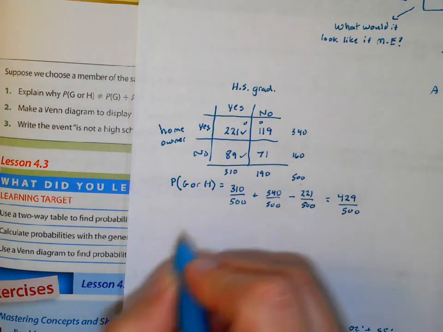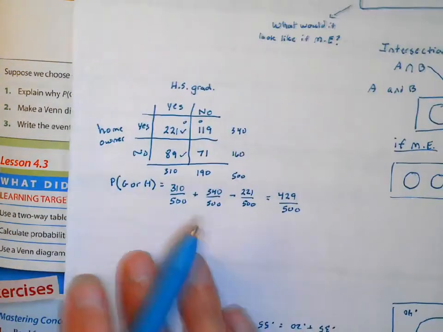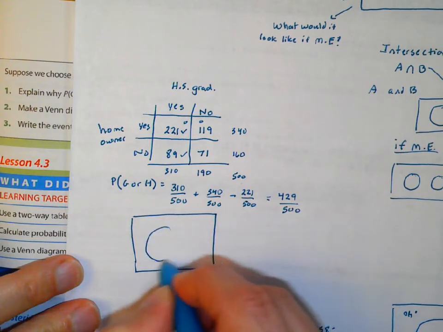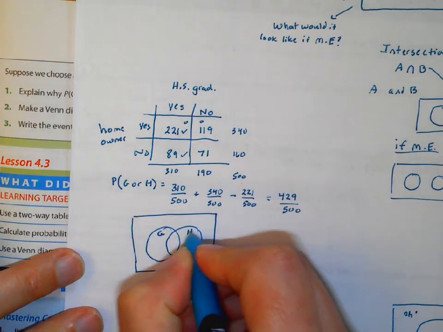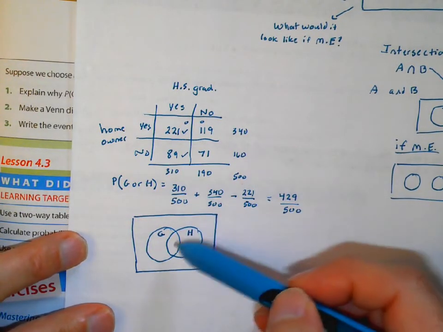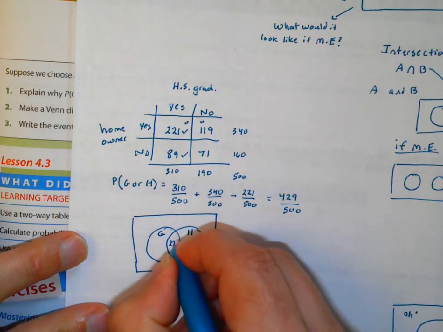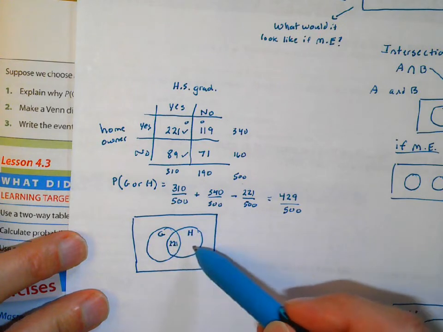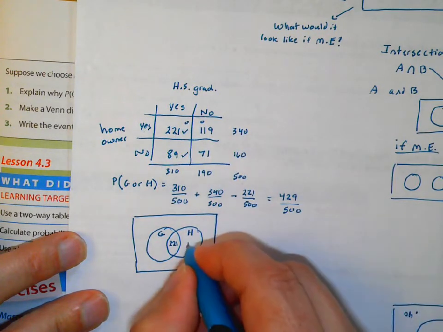Okay, so part B, make a Venn diagram to display the sample space. There is some overlap to them. Some people are both. So we'll have this be the graduates and these are the homeowners. Okay, so start from the inside out. These are the people that are graduates and homeowners. So yes and yes would be 221. These people over here, total homeowners minus that, right? So these are the people that are homeowners with no graduate. Homeowner yes with no graduate would be 119.